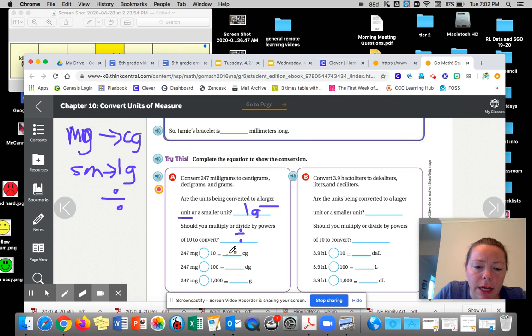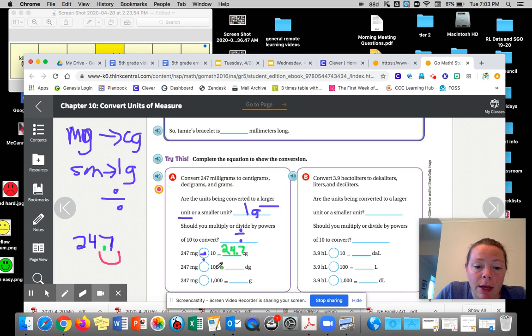Smaller to larger, divide. So if we divide 247 by 10, going to centigrams, going back to earlier in the year, if we're dividing by 10, we're first going to think about our imaginary decimal point in a whole number. If we're dividing by 10, my number is getting smaller, so I'm going to move my decimal point to the left, and my new decimal point is going right here. So 247 divided by 10 is 24 and 7/10 centigrams, right?